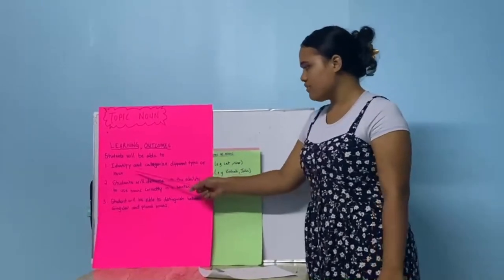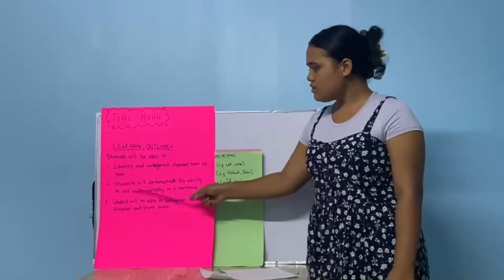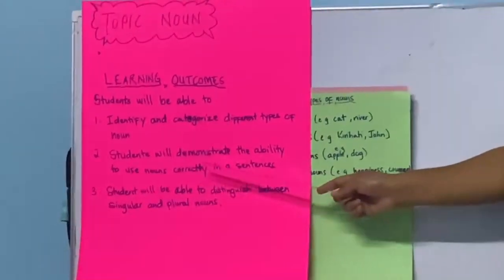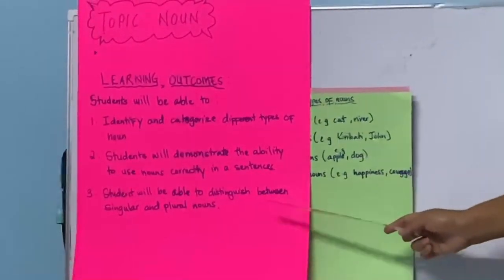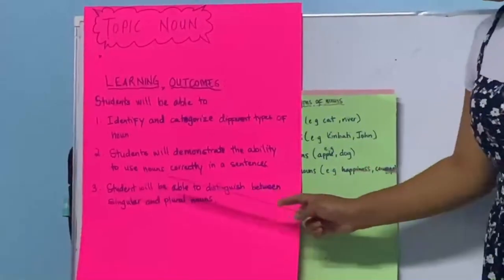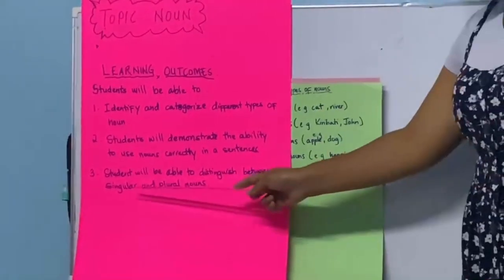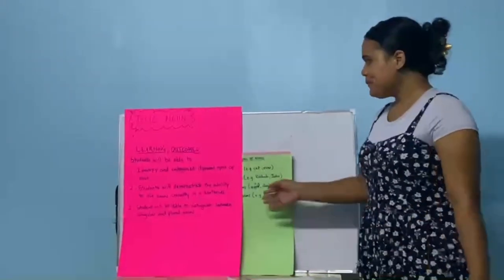types of noun. The second one is students will demonstrate the ability to use nouns correctly in a sentence. And the last one, students will be able to distinguish between singular and plural nouns.